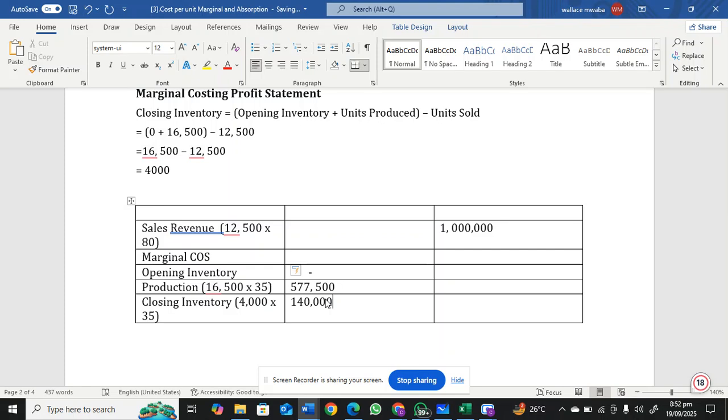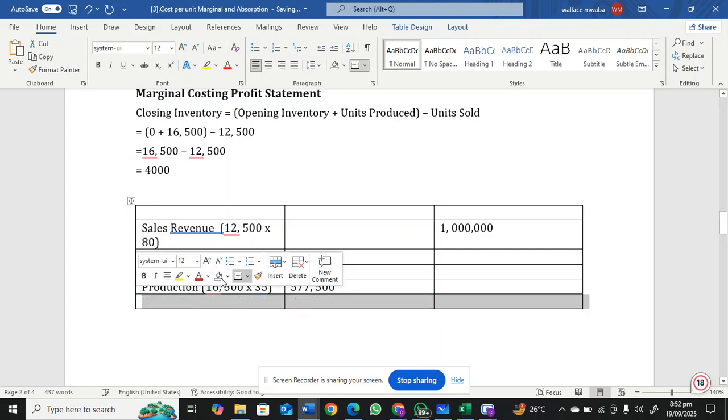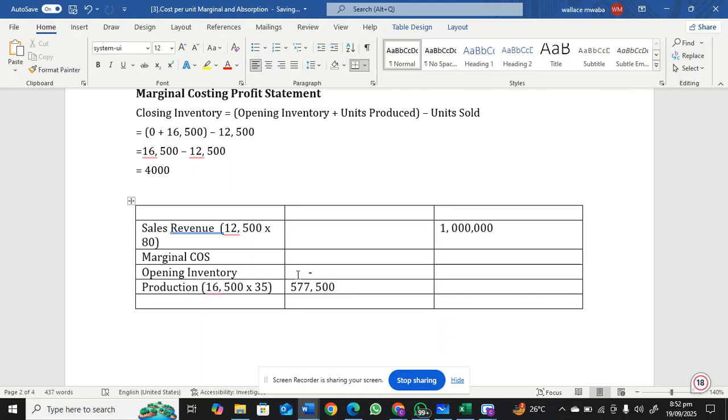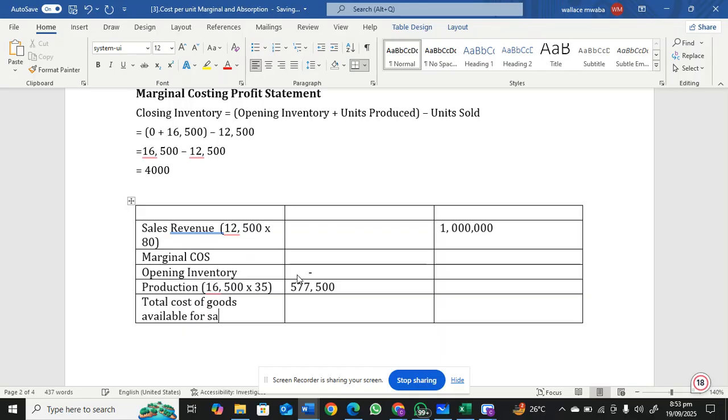I just forgot to mention one thing. Your opening inventory and your production cost, you need to add them together. That gives you the total cost of goods available for sale. When you add your opening inventory plus your production cost, you get your total cost of goods available for sale. So in this case, since there's no opening inventory, our total cost of goods available for sale is the same, 577,500.